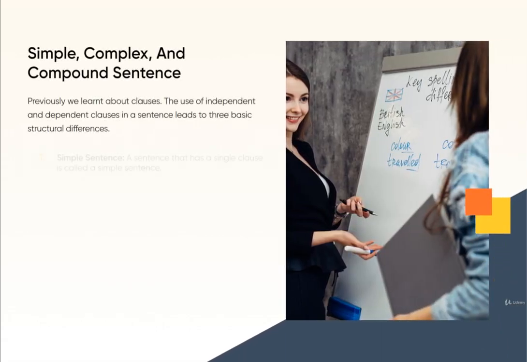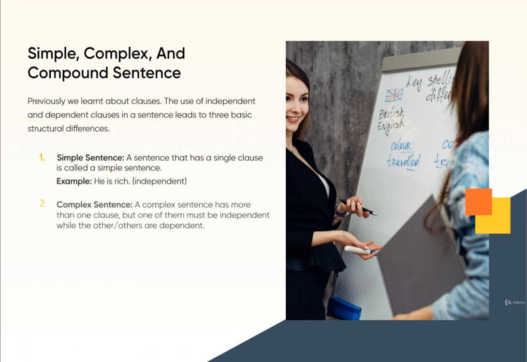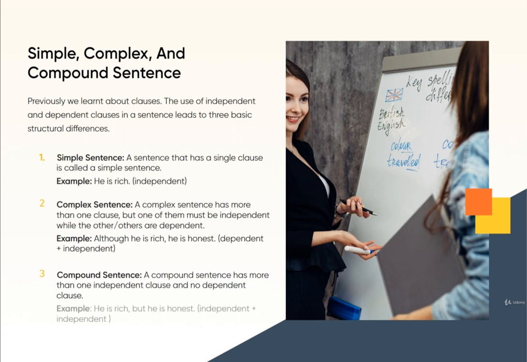Simple, complex, and compound sentence. Previously we learned about clauses. The use of independent and dependent clauses in a sentence leads to three basic structural differences. 1. Simple sentence. A sentence that has a single clause is called a simple sentence. Example: He is rich. Independent.